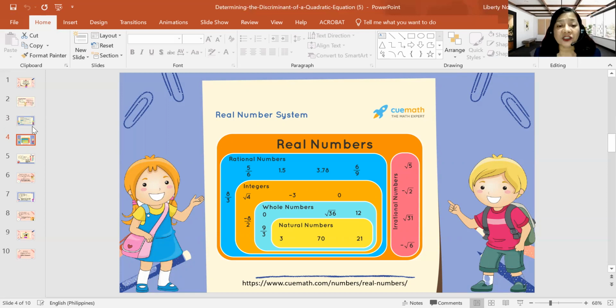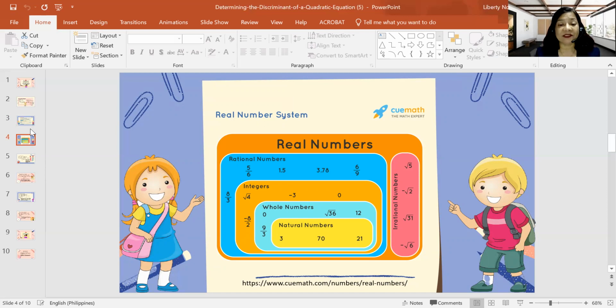Okay? And integers: negative square root of 4. Square root of 4 is an integer because when we extract the root of square root of 4, that is positive 2. It is a perfect square, okay? Then negative 3, 0, negative 8 over 2. Or we can say yes, negative 8 over 2 is negative 4, which is an integer.